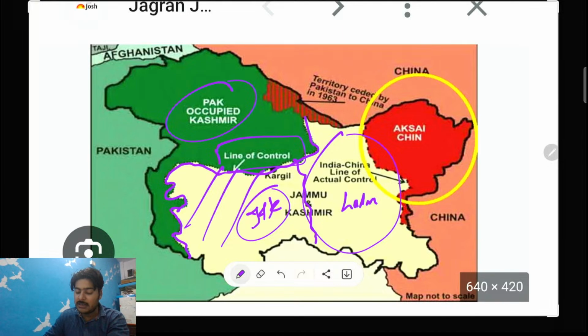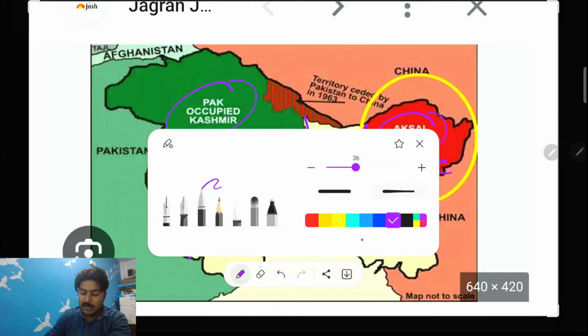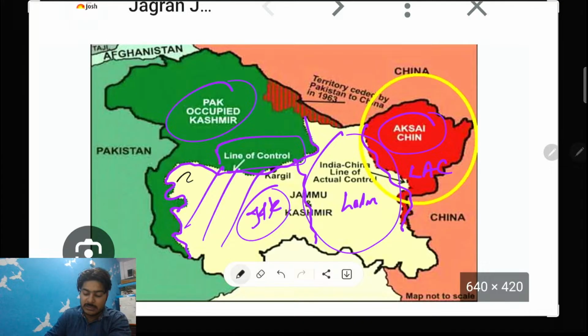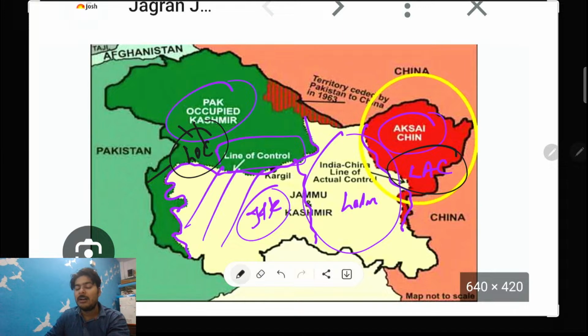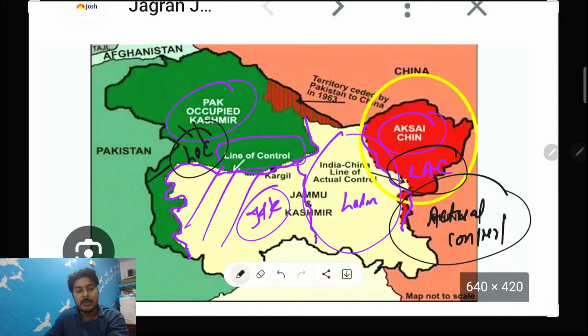Here on the right side, China has also taken some part, and China claims it as the Aksai Chin. Although it is a part of India, right now China is claiming it. And here we also have one line which is known as the LAC. Here it is LOC, but here it has become the LAC. LOC is the Line of Control, and here is the LAC, that is the Line of Actual Control.